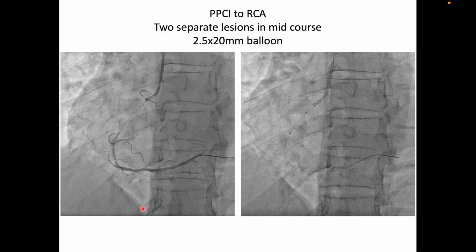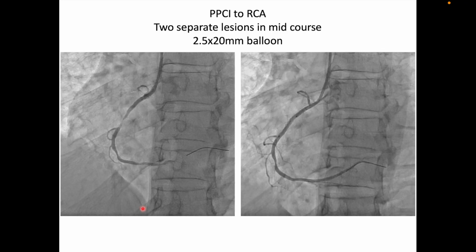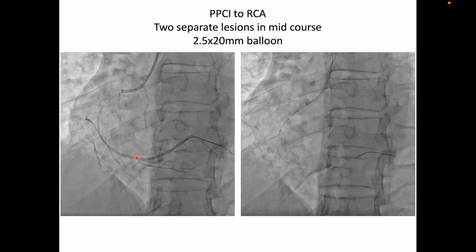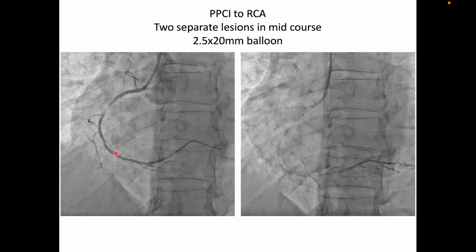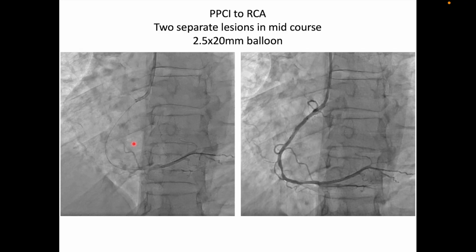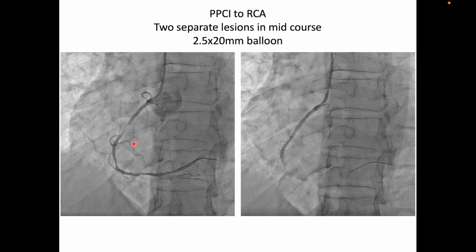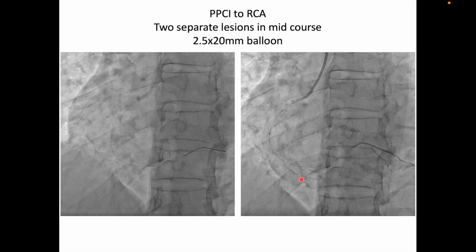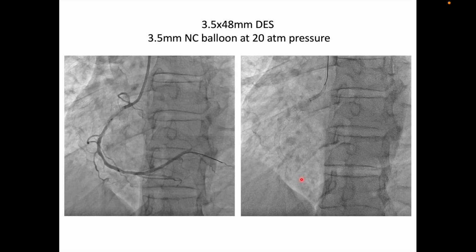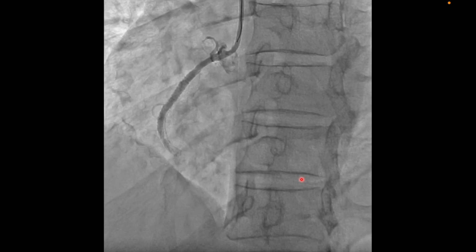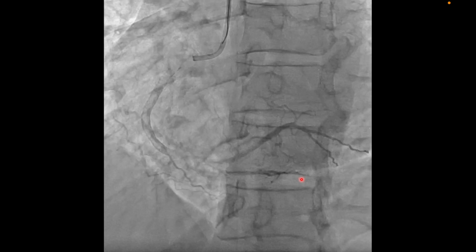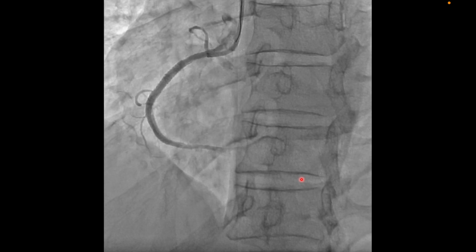Now this is a case where primary PCI to the RCA was being done. There are two separate lesions in the mid-course. One is here, the other one is here. So a 2.5 by 20 millimeter balloon was used for pre-dilatation, and then a long 3.5 millimeter stent was placed and a non-compliant balloon was used.